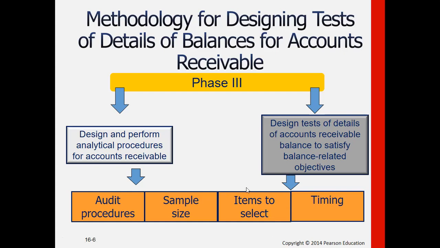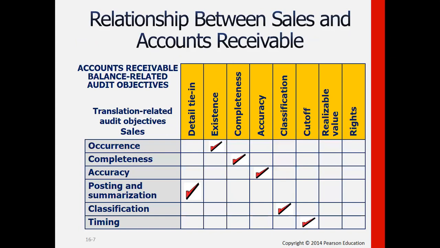And of course, the items to select will depend upon the sampling method that we are using. And then the timing is when. Normally, if the items are really moving, for example AR, which is really an affected account because of the movement of sales, the test will be done close to the end of the reporting period. Okay, so this table will show us the relationship between sales and AR.